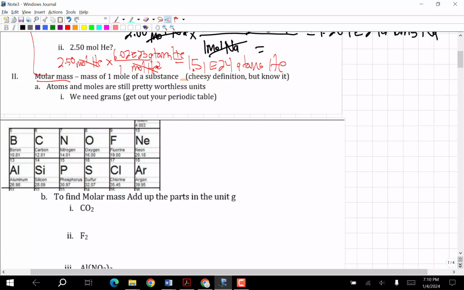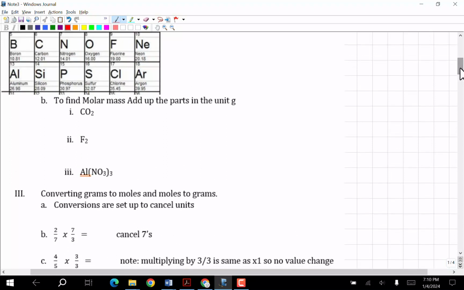Atoms and moles are still pretty worthless units, right? If I told you give me 50 atoms of something or 3.2 moles of something, we need to get grams. So we need to get out our periodic table. So here's a little snippet of the periodic table, okay? To find the molar mass, we're just going to add up the parts in the unit grams. Carbon is 12.01, oxygen is 16, 12.01 plus 16 times 2, and the units are grams per mole.